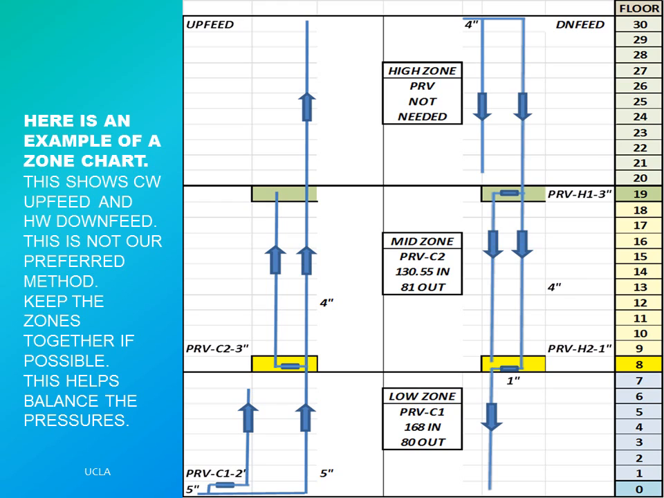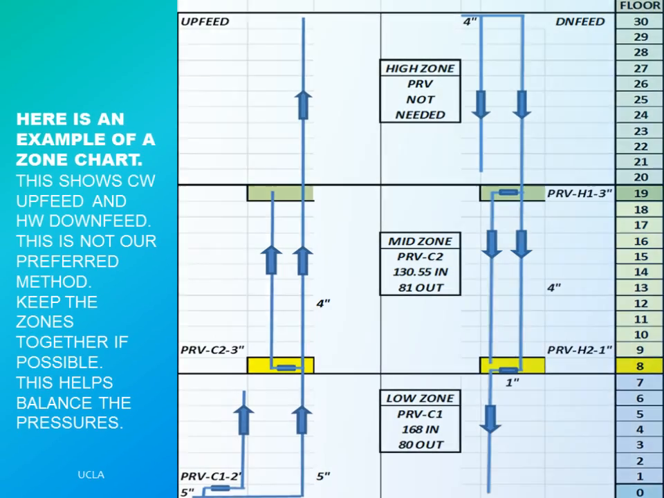So in this case, we have water heaters, not indicated here, up on the top, which is relatively common. You almost always want to have the water heaters at the top. Sometimes you can't. We'll talk about that later. And then you see a downfeed system. And here we separated it into different zones for the cold water feeding up and the hot water feeding down.